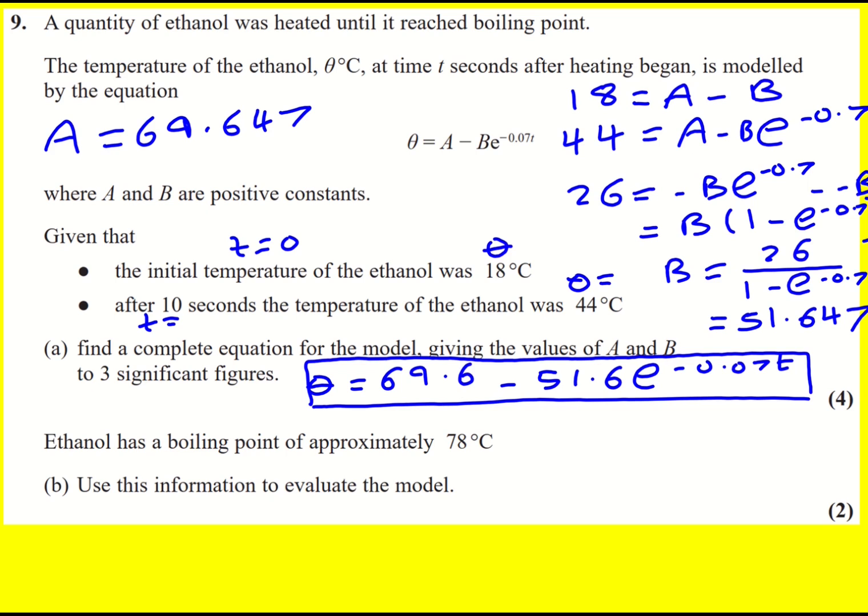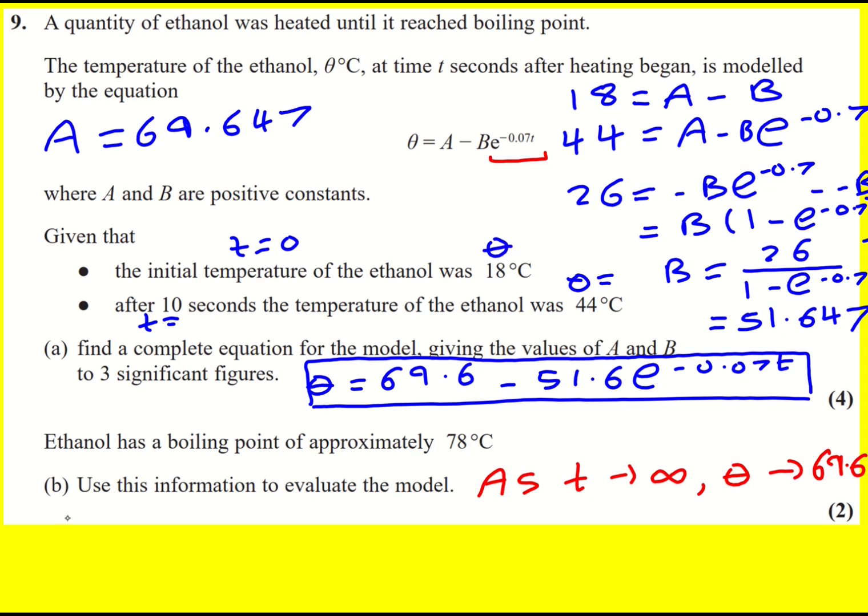We're then told that ethanol has a boiling point of approximately 78 degrees, and to use this information to evaluate the model. So we know it's initially 18, it's 44, it seems to be going up. So let's take a look at what happens when t gets large, or as t approaches infinity, because that's going to be happening over the long term. Theta is then going to tend towards, well, the exponential term is going to get smaller and smaller, because e to the power of a large negative number tends to 0. So that means theta is going to tend to A, which is 69.6. And that means it's not actually going to boil. It's not going to get to 78 degrees.